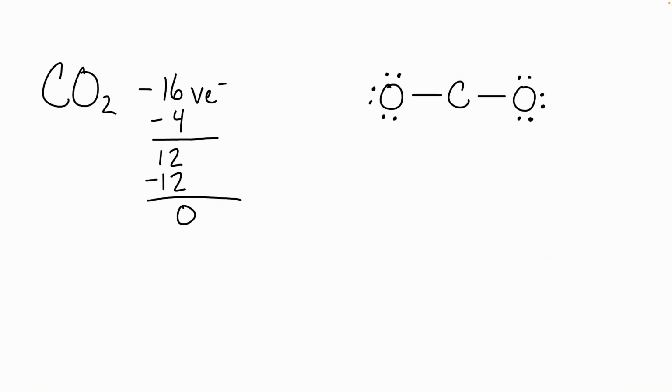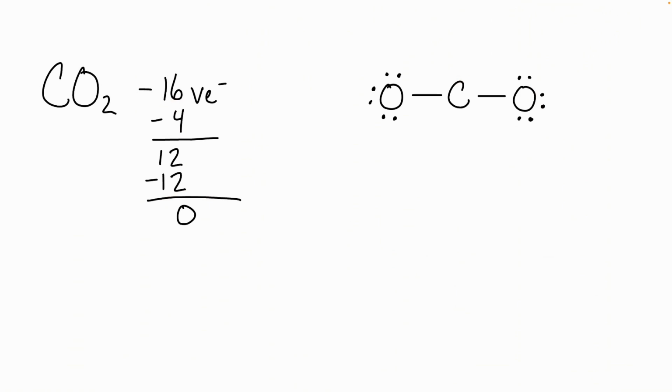What I'm going to do first with those leftover electrons is make sure that the outside is happy. So go around and make sure that my oxygens have a complete octet. And now I'm down to 0 electrons here. All right, so we're not done yet. Why? Looking at this structure, what's wrong with it? Carbon's not happy, all right?